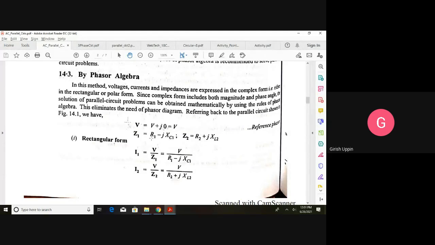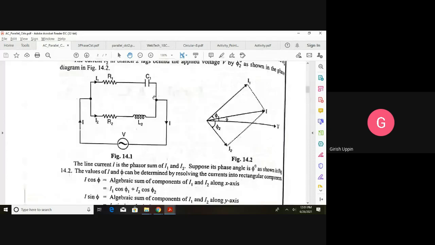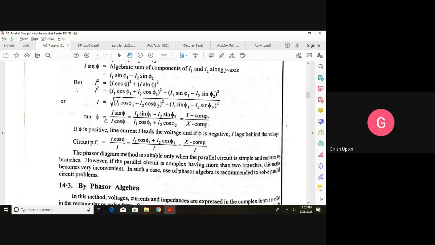Then you can apply the same formulas. For example, on the first branch here, I will represent this as Z1. What is the voltage across this? V. The current flowing is I1. So we know that V is equal to IZ. That is the general formula. In this case, V is equal to I1 into Z1, and V is equal to I2 into Z2. And you can calculate I1 and I2.